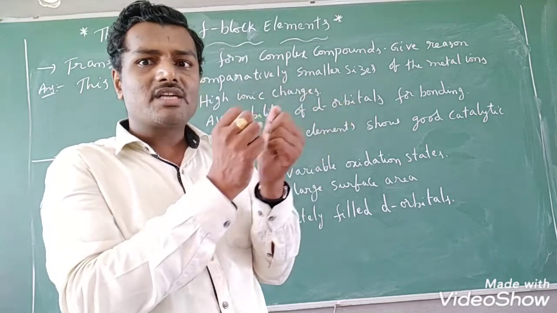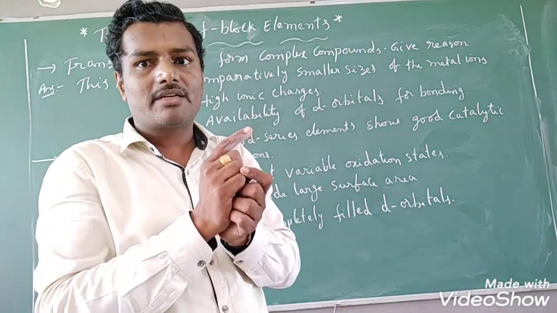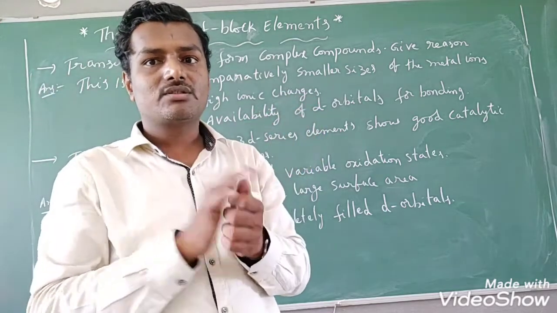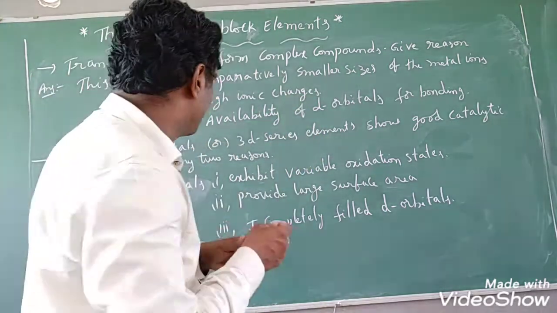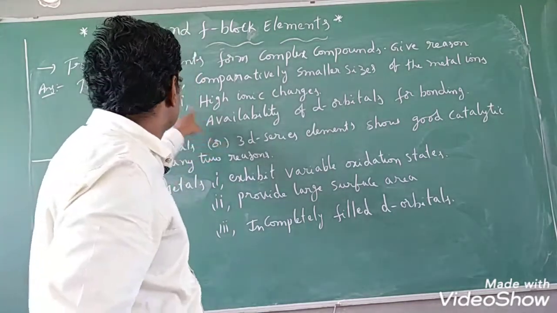So due to the formation of high ionic charges, it loses electrons. So it creates some vacant orbitals. Those orbitals are filled by ligands through coordinate covalent bond. Everybody knows that, right? Already we have discussed it in coordination compounds, right?